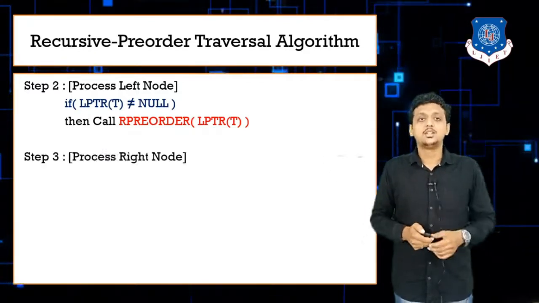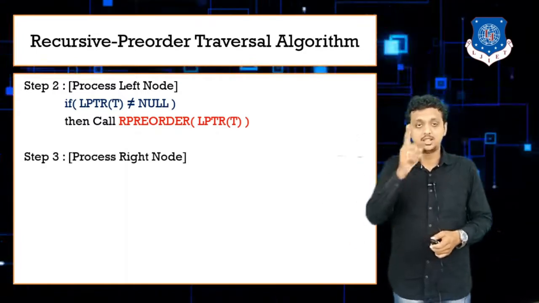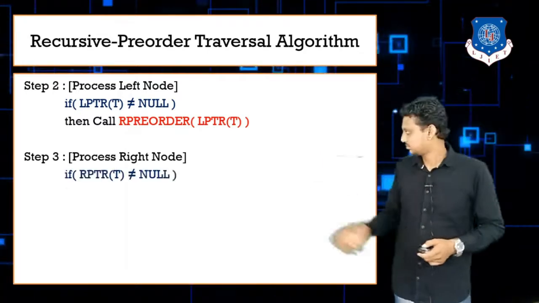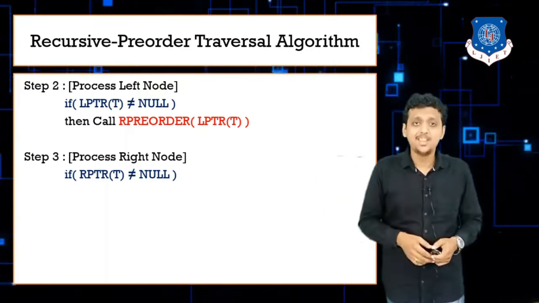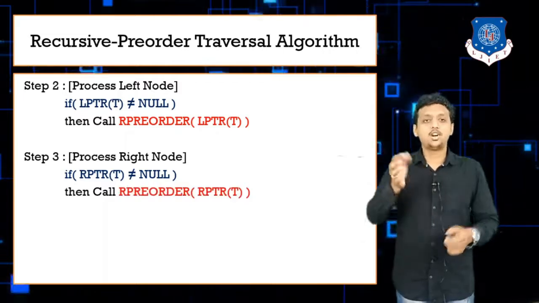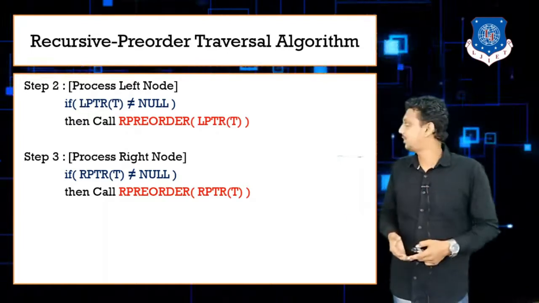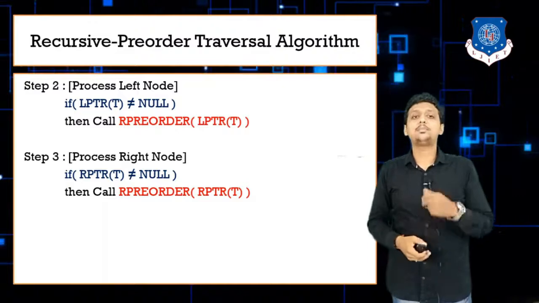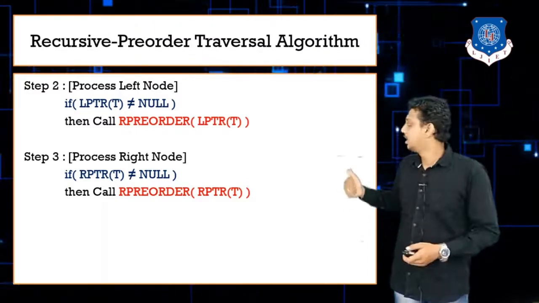And then move towards the right side. First visit, then left, then right. So here it is step number 3, known as process right node. Same as above. If RPTR of T is not equal to null, then just call R pre-order of RPTR of T. It is the same as the previous one, only the parameter we are passing into the function is different, that is R pre-order of RPTR of T. So that's it. Only 3 steps are there in this algorithm.